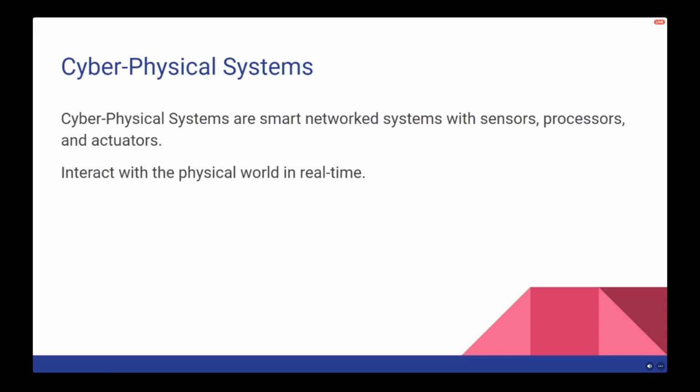Next slide, please. Cyber physical systems are smart network systems with sensors, processors, and actuators that interact with the physical world and support real-time performance and safety-critical applications. This includes automobiles, medical devices, and building controls. Next slide, please.